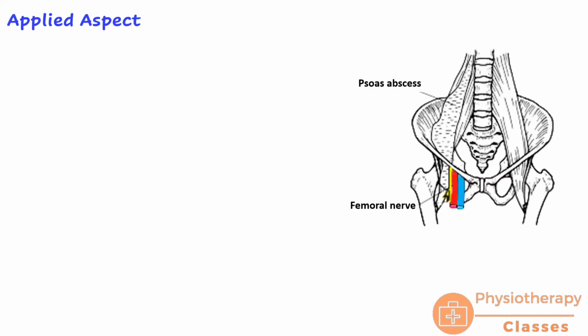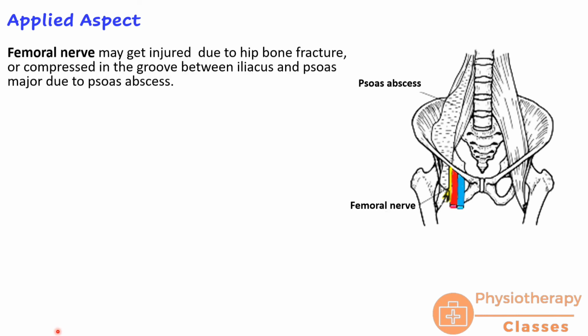Coming to applied aspect, femoral nerve also may get injured due to gunshot injury or stab injuries anywhere along its course. But usually the femoral nerve may get injured here due to hip bone fracture or pelvic fracture, or can be compressed in the groove between iliacus muscle and psoas muscle due to psoas abscess. So we can see here the formation of the psoas abscess. The pus gets collected and it will also pass along the psoas major muscle into the femoral triangle also. Now what will happen because of the injury to the femoral nerve?